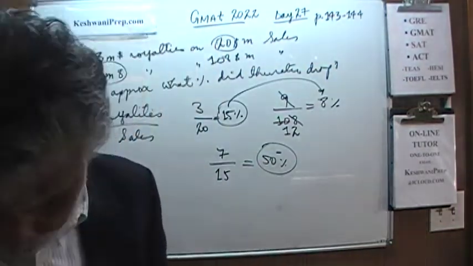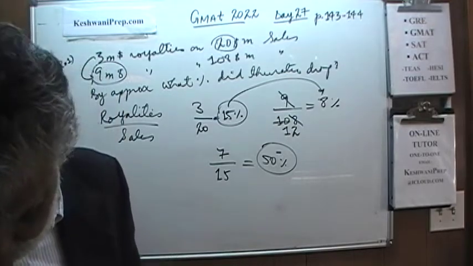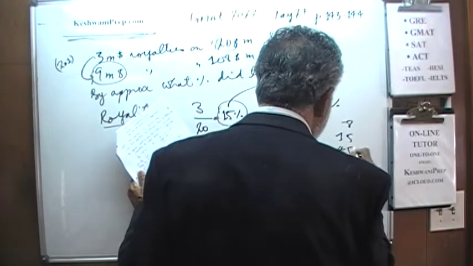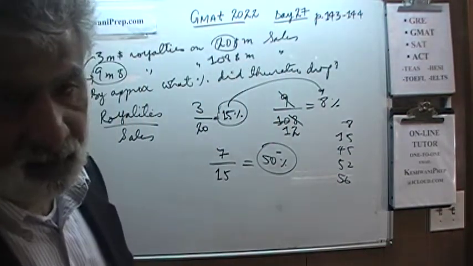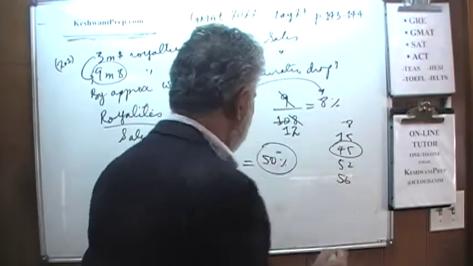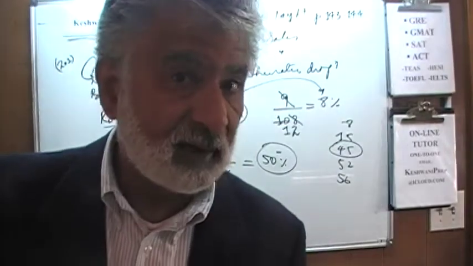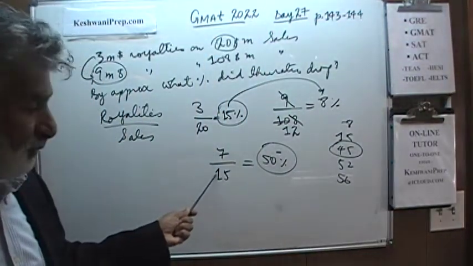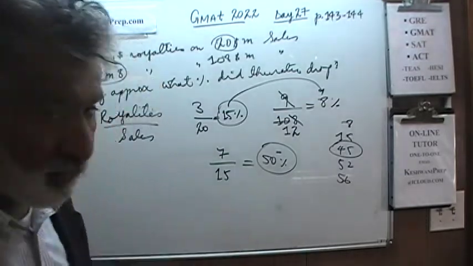There's only going to be one answer choice that's slightly less than 50. If you look at the answer choices for 201, we have 8, 15, 45, 52, and 56. And we're looking for something that's slightly less than 50, and that's your answer, 45. Keep in mind that we're looking for slightly less than 50, not slightly more than 50. Because 7.5 out of 15 is exactly 50%, therefore 7 out of 15 is something less than 50.